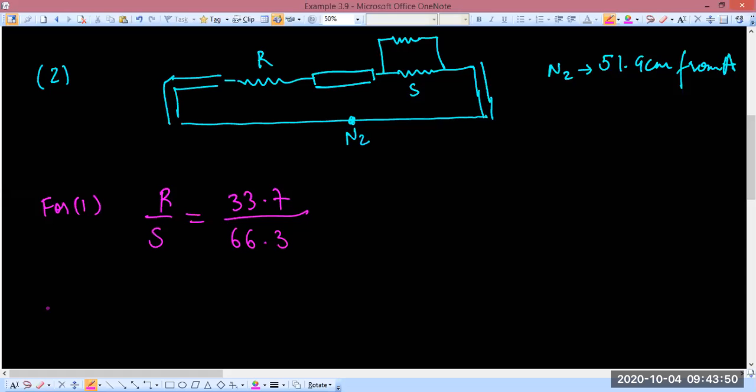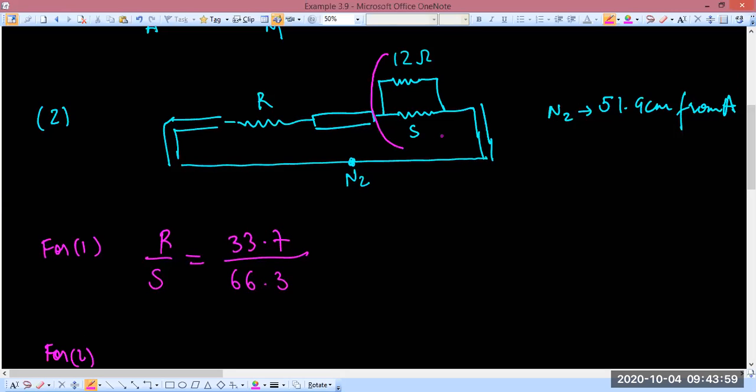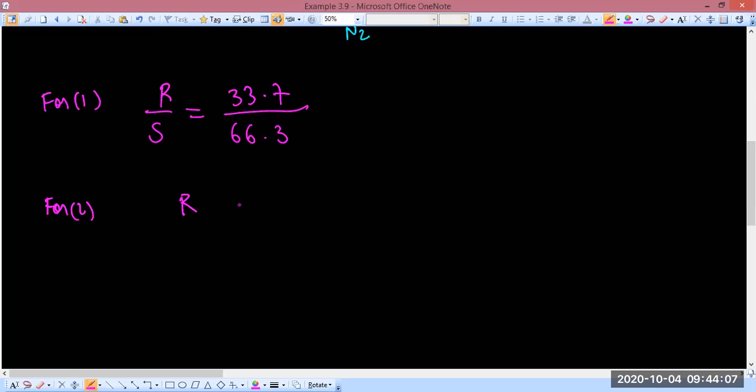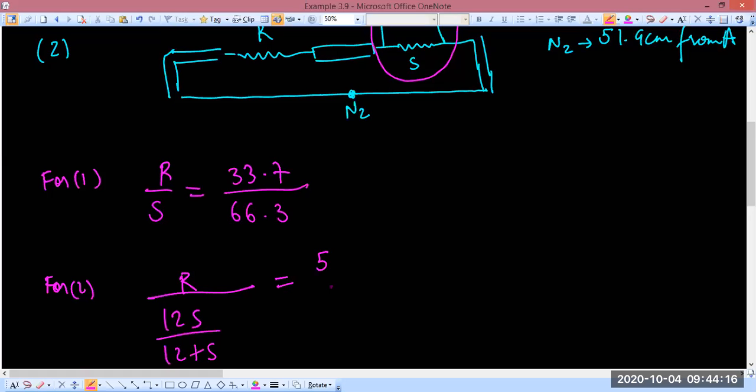Now for second. See, one thing is clear. For second, it's not S alone. These two are together, right? So we have to take their equivalent. Okay. So શું આવશે? R upon 12S upon 12 plus S, right, is equal to 51.9 upon 48.1. Yeah, correct. Clear? Are both equations clear? Yes or no?